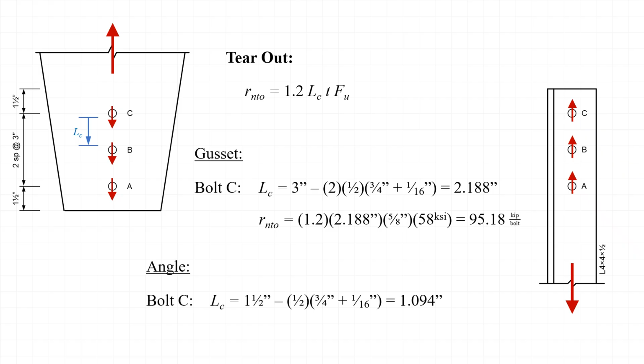When we look at the angle, the clear distance is measured from the top edge of hole C to the end of the angle. Thus, L sub C can be calculated as the end distance to the center of the hole, 1.5 inches, minus 1/2 of the hole diameter, which is 3/4 of an inch, plus 1/16 of an inch. Thus, we get 1.094 inches for the clear distance for bolt C on the angle. Substituting this value into the nominal strength equation, along with the angle thickness and tensile strength, we get a nominal strength of 38.07 kips per bolt.